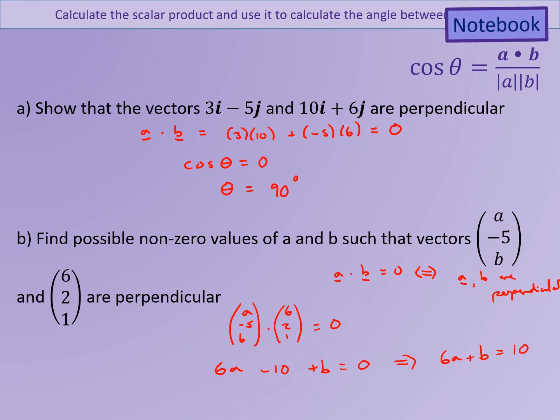Because we were just being asked to find possible values of A and B, we can select any pair of A and B such that this equation is satisfied. So we could, for example, choose A equals 1, B equals 4. That would give us 6A plus B equals 10, and therefore we would end up with a scalar product of 0, so the two vectors will be perpendicular.